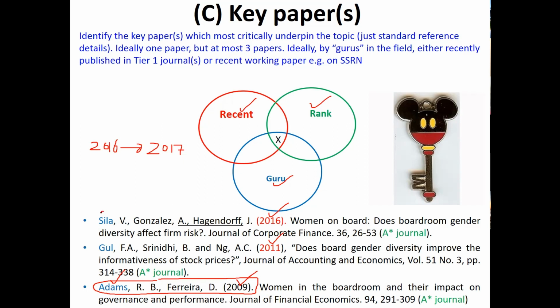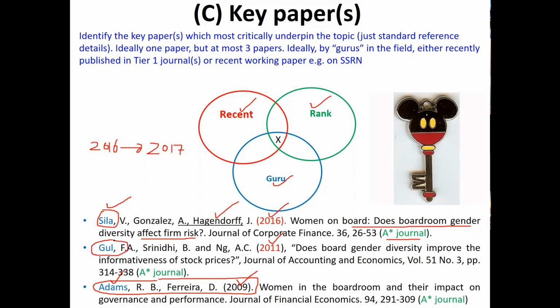Okay, so Sila, this paper I have shown in the first part of the lecture. This paper shows that boardroom gender diversity does not affect default risk, firm risk. Published in Journal of Corporate Finance, A star. And this paper is from the PhD thesis of Sila. When I checked in detail, this is from a thesis, and the supervisor Hagendorf is one of the famous researchers in corporate governance. If you search his profile, you'll see he has published a lot of papers in the corporate governance stream. So the authors are really expert. This is what I infer from here.